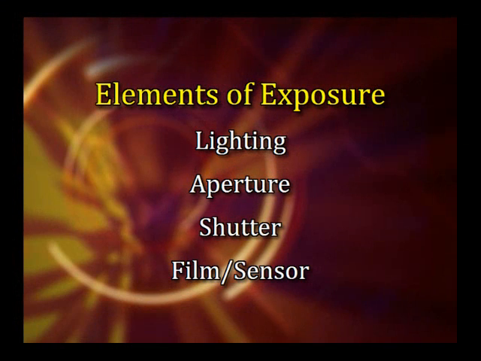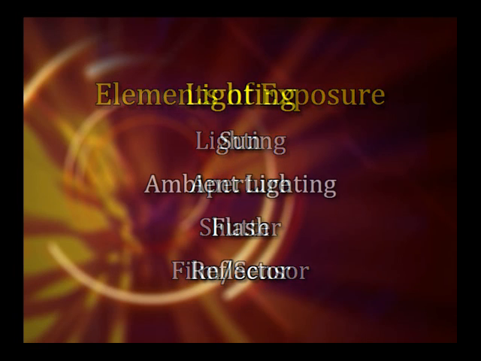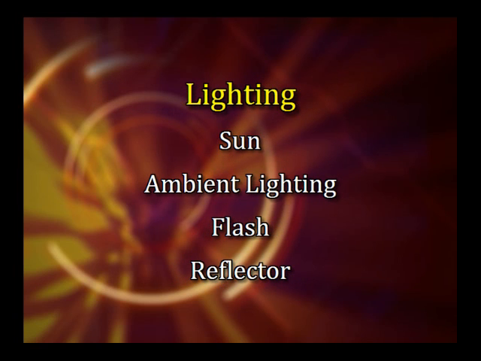And there are 4 different types of elements to getting exposure done properly. First of all, you've got your lighting. If you're taking pictures outside, your primary light source is obviously going to be the sun. If you're taking pictures indoors, you probably have overhead lights or lamps in the room. If you've got a flash on your camera, that's obviously a pretty significant source of light.